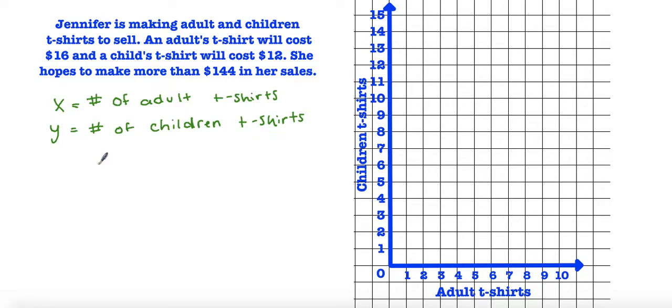So each adult t-shirt will cost $16. So it's $16 per adult t-shirt. And the child's t-shirt will cost $12 per shirt. And she hopes to make more than $144. So again, this is in standard form. So we're going to find the x and the y intercept, so that we could get our points here to graph.